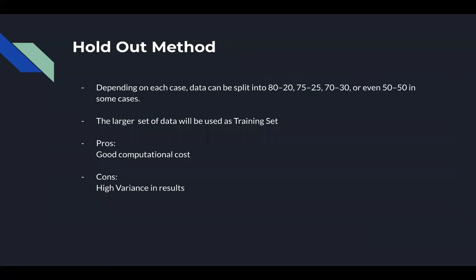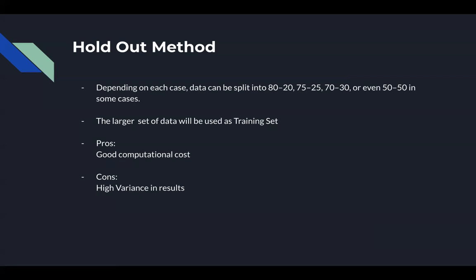That comes to the downside of the method. The testing result has high variance. The evaluation of the model depends heavily on which data ends up in the training set and which in the testing set. Thus, the evaluation might be different with different splits. On the other hand, the holdout method has a better runtime in computational cost compared to other cross-validation techniques.